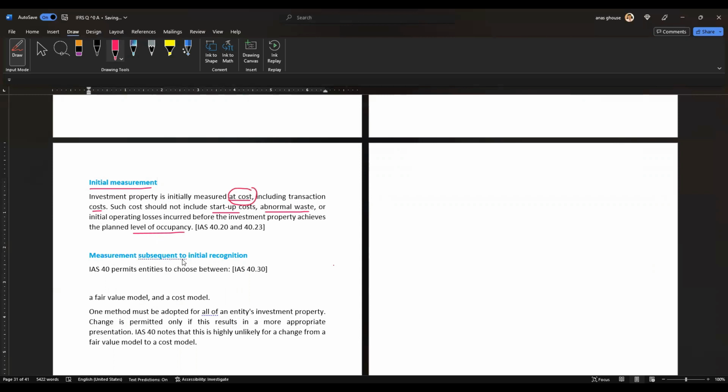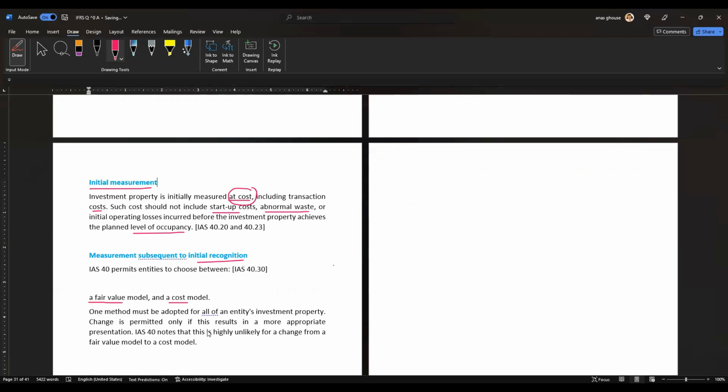Then measurement subsequent to initial recognition. There are two ways where you can recognize. Either it can be at fair value or at cost. Okay. One method must be adopted for all of an entity's investment property.